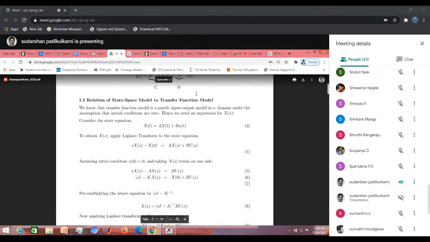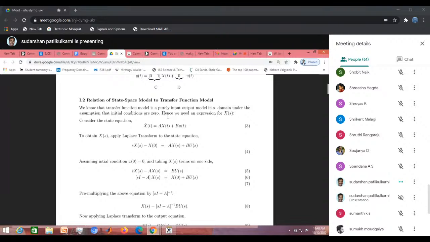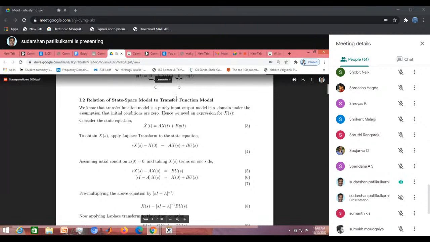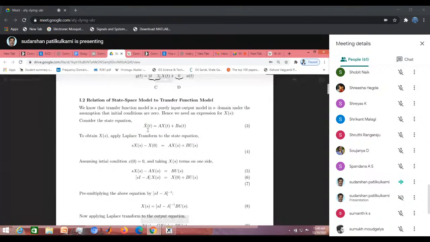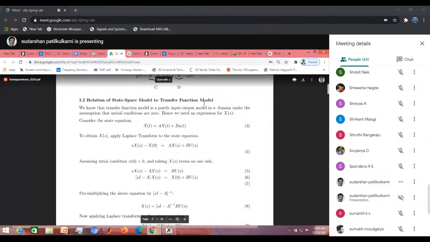So remember that the transfer function model is an input-output relation. And the state space model is a time domain model, and the transfer function model is an S domain model. The transfer function model is a ratio of y of s to u of s. That means this x, which is the state vector, has no role to play in the transfer function model. So therefore, if you want to obtain the transfer function model from the state space model, we need to eliminate this state vector x and only relate input and output.